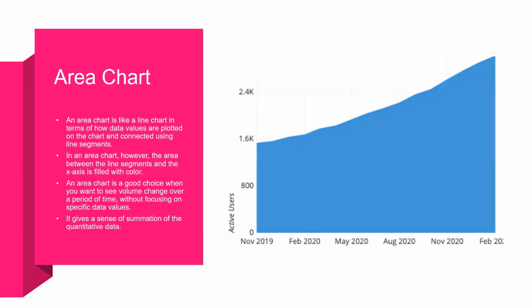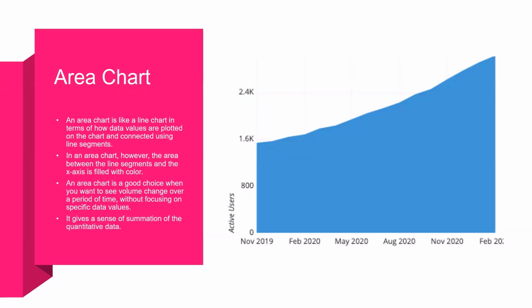Now, an area chart is a good choice when you want to see the volume change over a period of time. Similarly, when you are using a line chart, you use it for a period of time, but in this, you do it without focusing on specific data values. This gives us a sense of summation of our quantitative data.